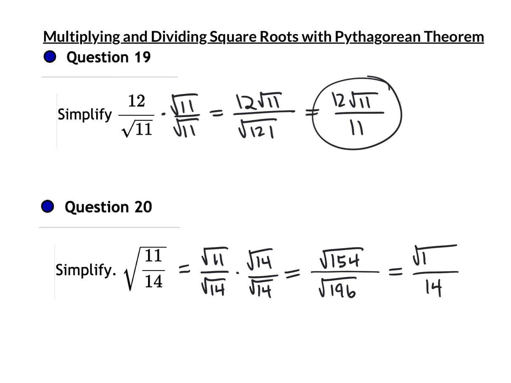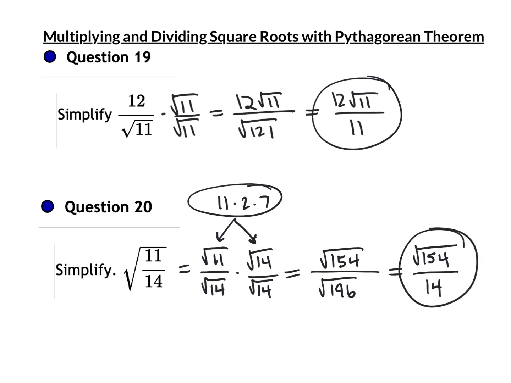And you might wonder if 154 has any perfect squares in it, because you should check. But notice that 154 was created by 11 times 14, which is 11 times 2 times 7. Those are all the numbers that make 11 times 14. Notice that there are no perfect squares there. This then is the answer.